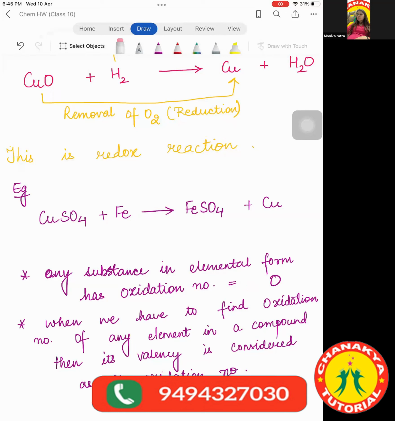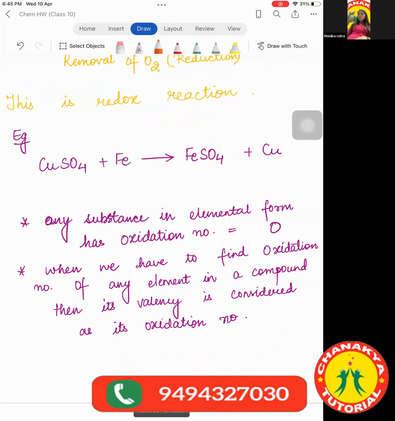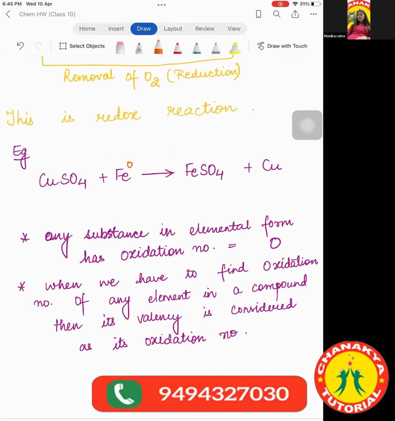Fine. Now let us see here. In case of iron, it will be 0 over here. And in case of copper also, it will be 0 because iron and copper both are in the form of elements. Now if you look here, CuSO4, what is the valency of sulfate ion? 2. So to find the valency of copper, we consider it to be X and sulfate's valency is -2, equals 0 because there is no overall charge on the compound. So what will be the oxidation number of copper? It will be +2.